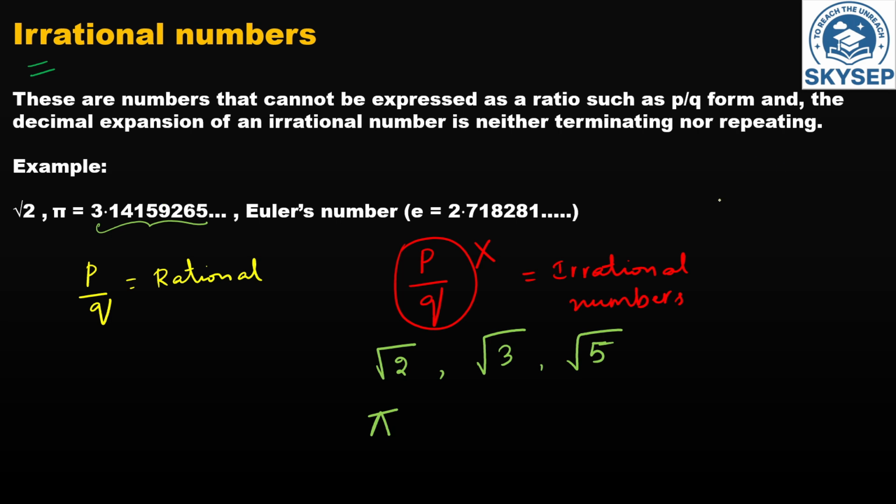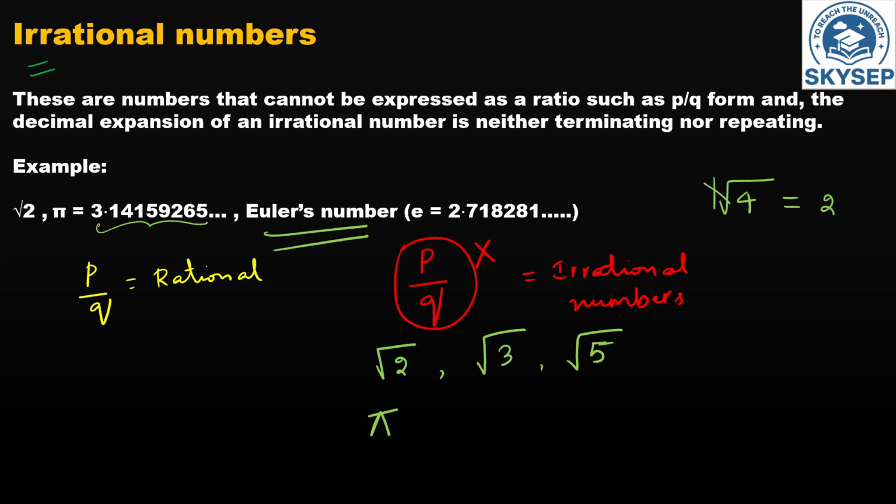You may have a doubt, ma'am, we have root 4 also. Can this number be an irrational number? Do you think so? Is square root of 4 an irrational number? No, right? Because we have a value. Square root of 4 is 2. Then this number won't come under irrational numbers. All these numbers like square root of 2, square root of 3, pi value, Euler's number, these kinds of numbers come under irrational numbers.